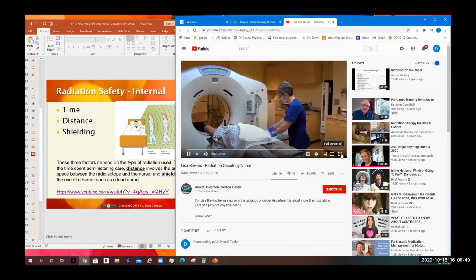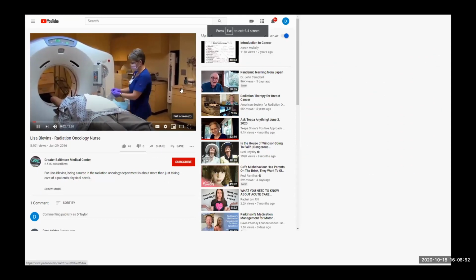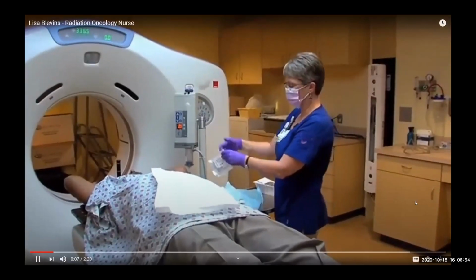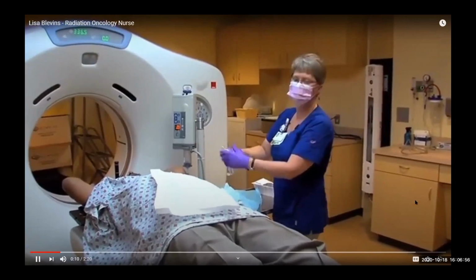Talk to them about what it's going to feel like, if it's going to be any discomfort, what to expect from the injection. Sometimes it's a warm flush feeling.